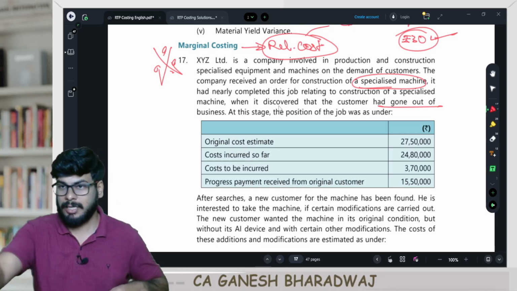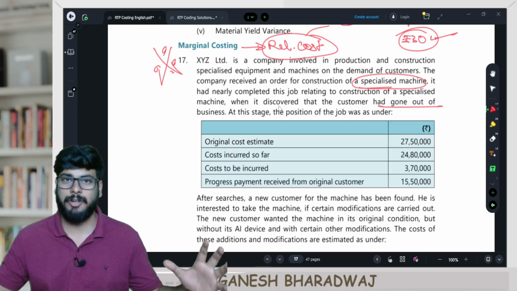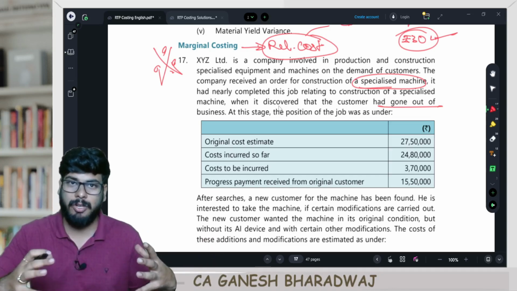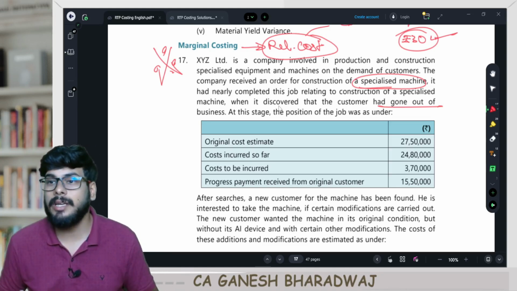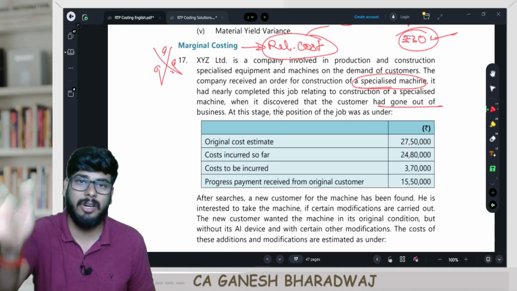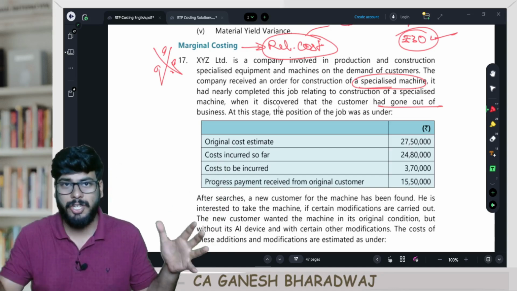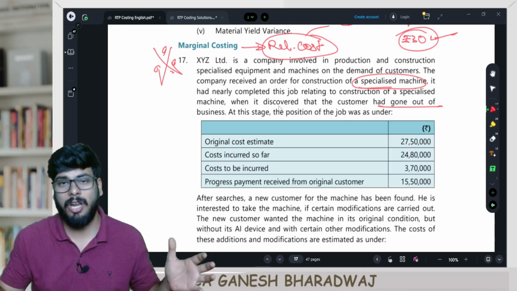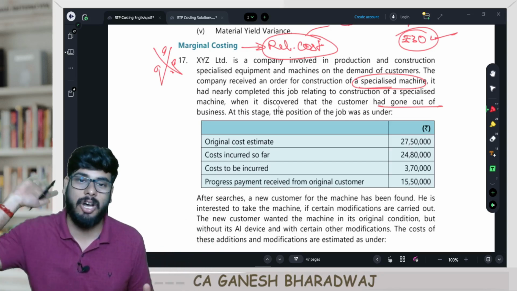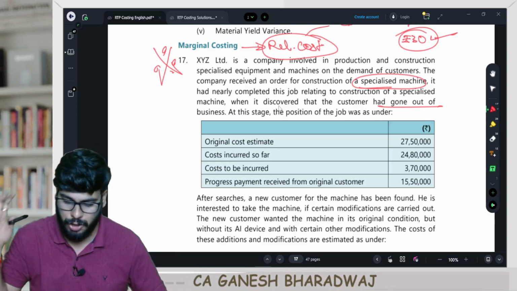Means what? Customer gave them an order to construct a machine. They have almost completed it. The machine work is almost completed. And at this time, they realize that this customer has run out of business. Means what? To him, he cannot further sell, right? There is one job in hand. That job is almost complete, but on the verge of completion, they realize that this job is gone, right? This is a situation.